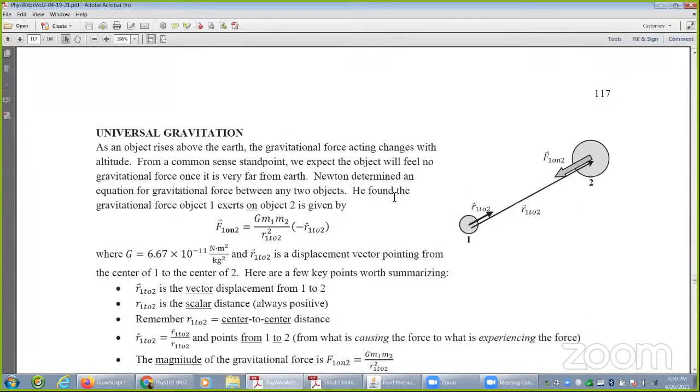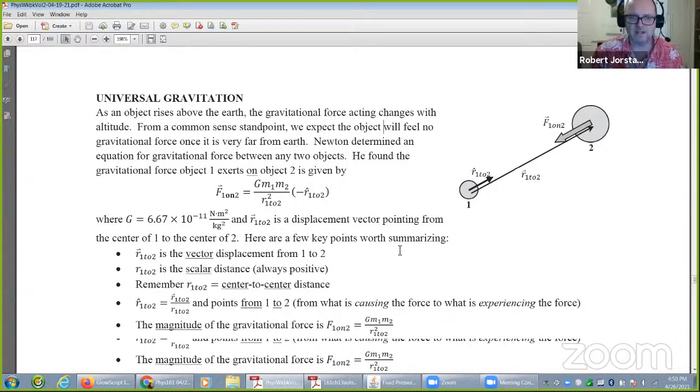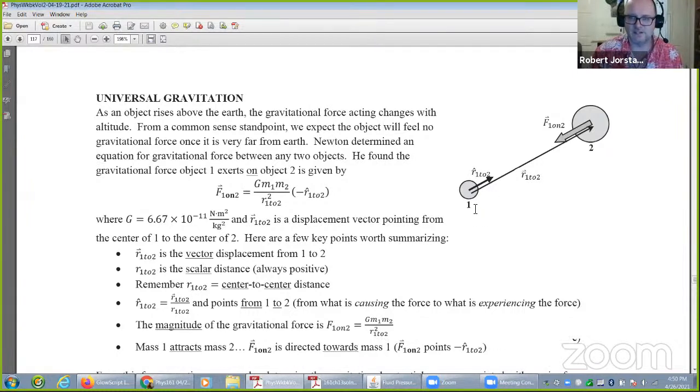So, universal gravitation. You have 2 objects. Let's say they're just objects 1 and 2. They're 2 masses and they're separated by a small distance. This equation right here is the way we could calculate the force between any 2 objects that have mass. This is not just planet Earth and a box.